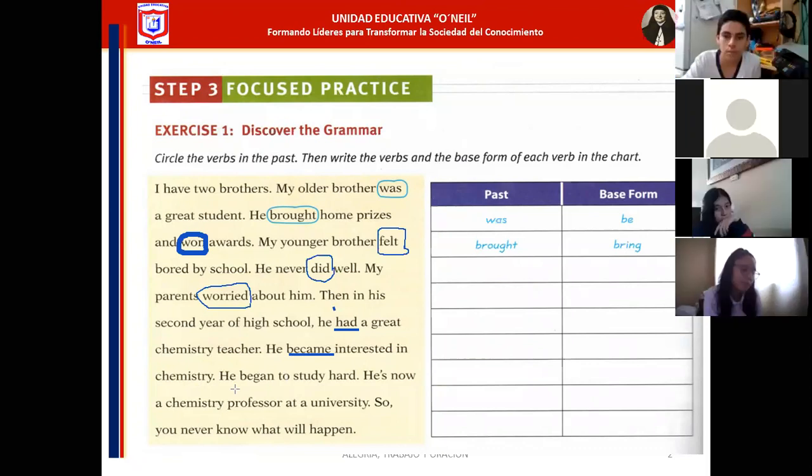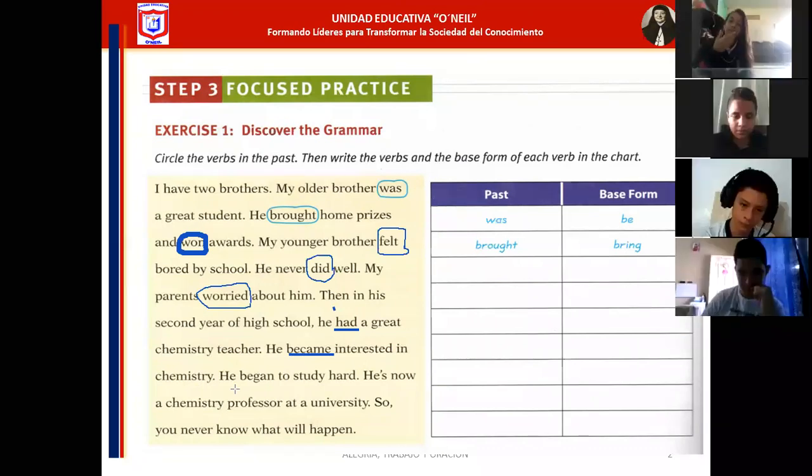He began to study hard. Please help me with the verb, Romina Villa. He began to study hard. ¿Cuál es el verbo que está en pasado? No. You look at the verb in past tense. Began, okay? Yes, began.